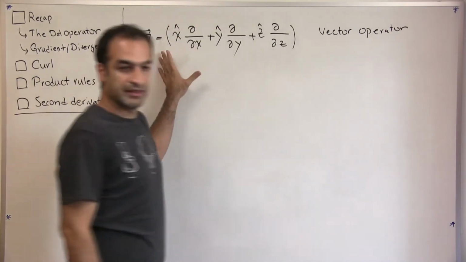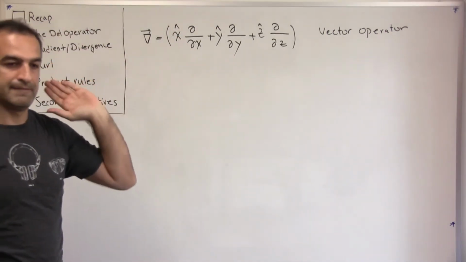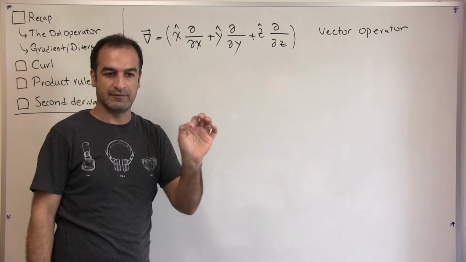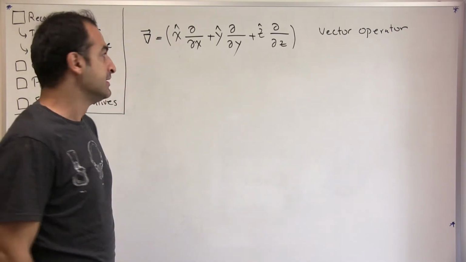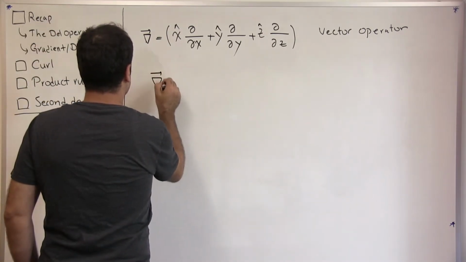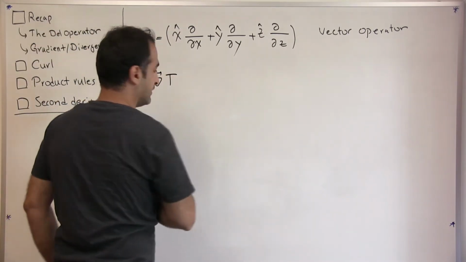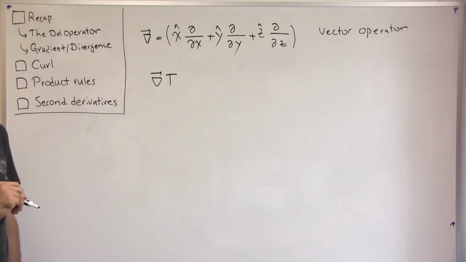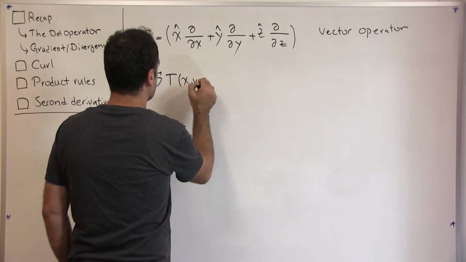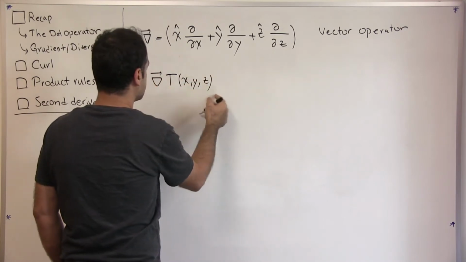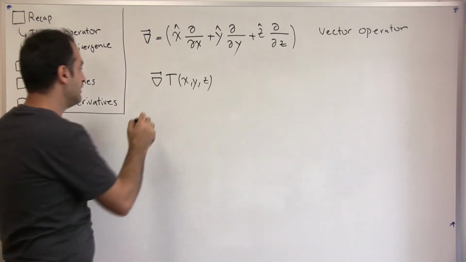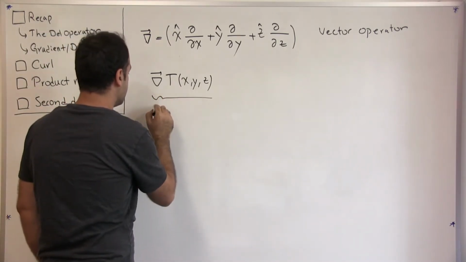A vector operator can be applied on scalar fields as well as vector fields. Our starting point was applying the vector operator del on a scalar field. So T is technically a function of x, y, z. This is a scalar. You apply the vector operator del on this, and the result is going to be a vector.